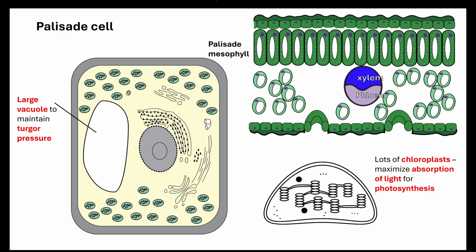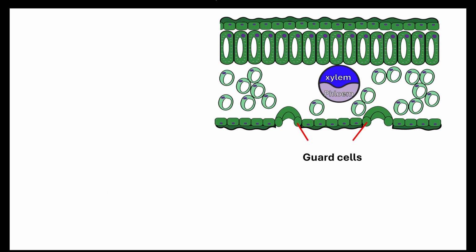Not only are they packed together and really long, columnar shaped, they also have lots of chloroplasts. Now the chloroplast, you'll learn much more on this in module 5 when you do photosynthesis, but the Palisade mesophyll cells contain lots of these chloroplasts, so that maximizes the absorption of light for photosynthesis. So this cell has differentiated to have a very specific shape and structure for the role that it plays within the organ.